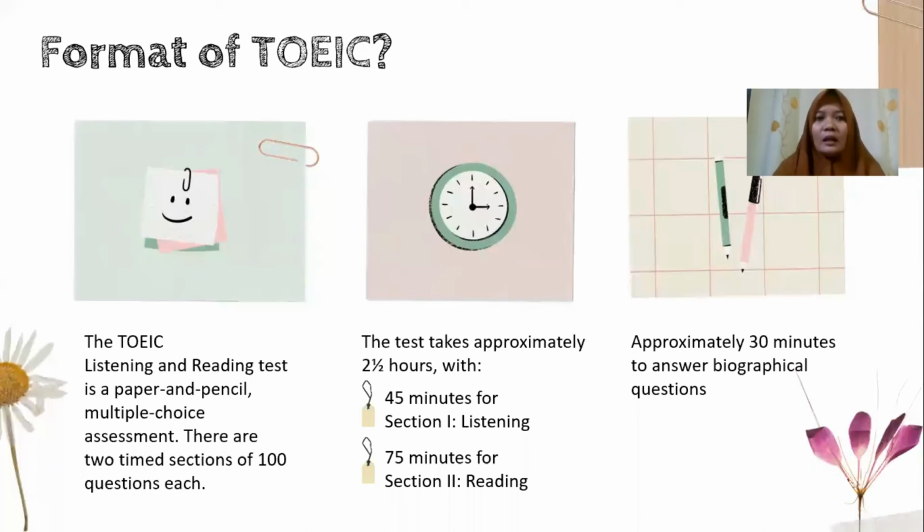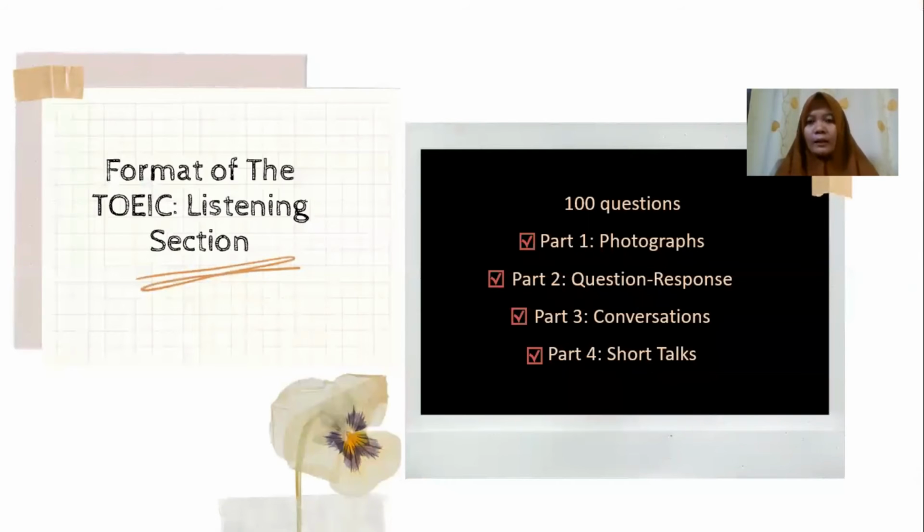Okay, now what about the format of the TOEIC? So, the TOEIC listening and reading test is a paper and pencil multiple choice assessment. There are 2 timed sections of 100 questions each. And here are the details of the format of TOEIC. Now, we move to the listening section. In the listening section, there are 4 parts, namely photographs, question response, conversation, and also short talks.